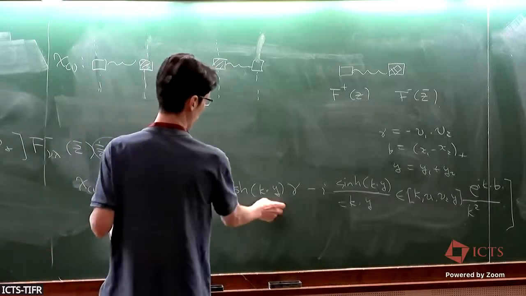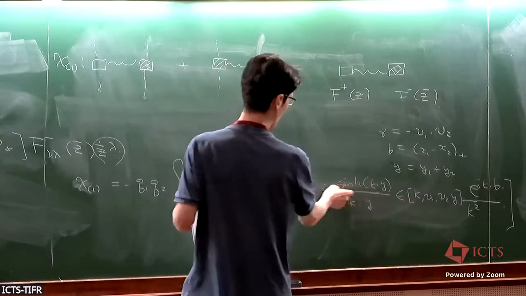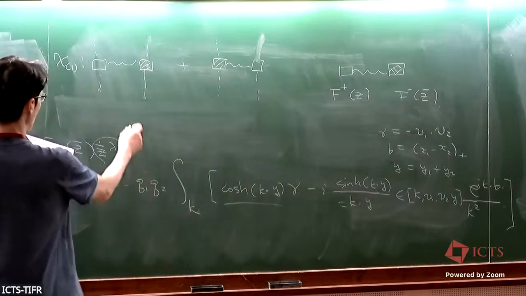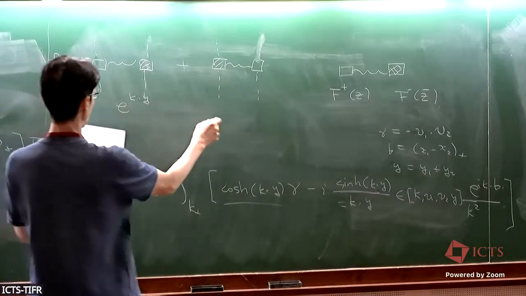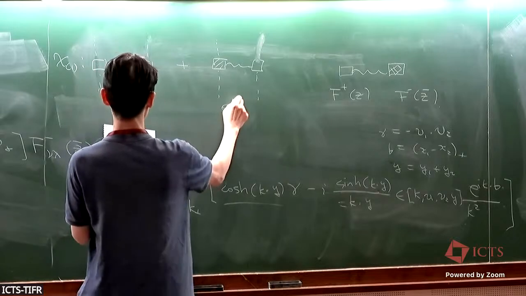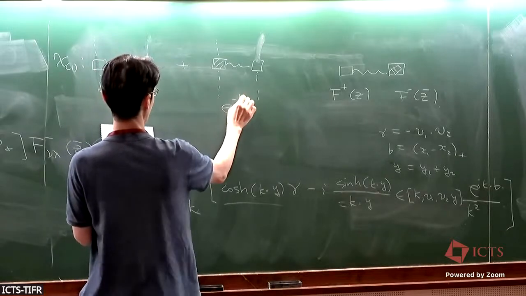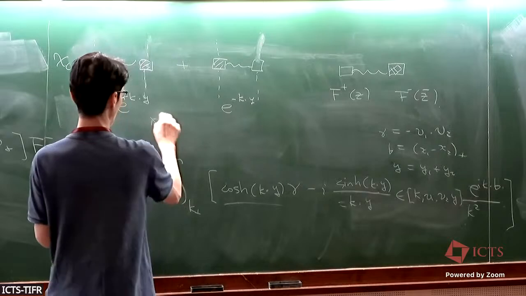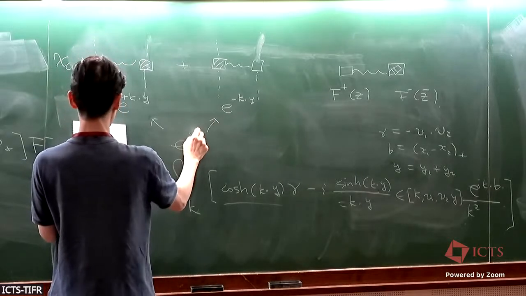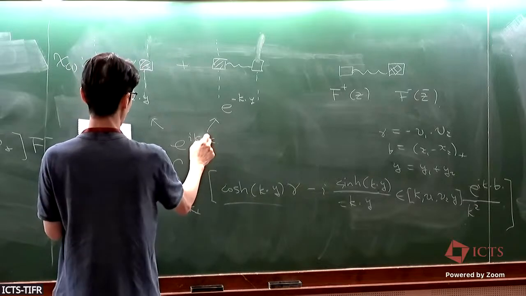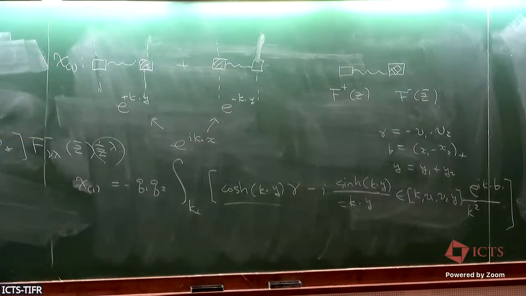The appearance of cosine hyperbolic or sine hyperbolic can be traced back to this e to the k dot y and e to the minus k dot y, which are a direct consequence of the complexification of the plane wave vector e to the ikx.